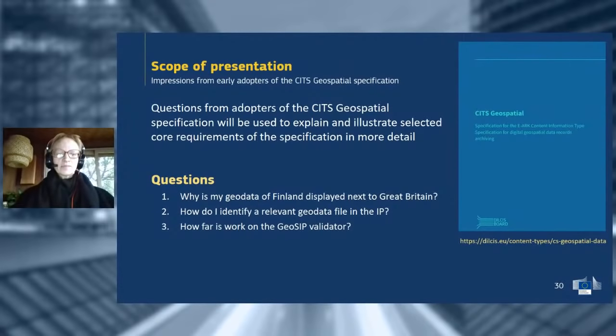The first is, why is my geodata of Finland displayed next to Great Britain? The next question is, how do I identify a relevant geodata file in my information package that is stored in the preservation storage? And finally, how far is work on the GeoSIP validator from the eArch project?